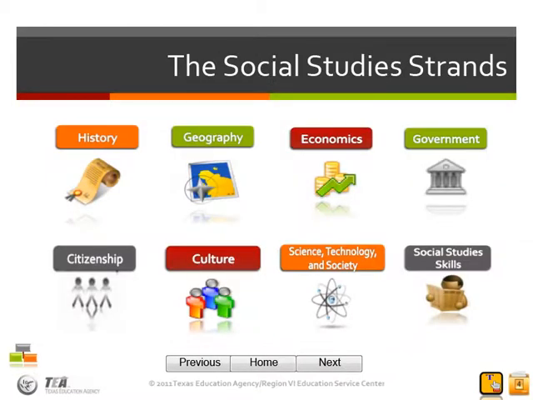To accomplish the goals in social studies, most courses are divided into 8 strands: history, geography, economics, government, citizenship, culture, science, technology, and society, and social studies skills. Economics and the electives do not include the 8 strands. The 3 strands in economics are economics, personal financial literacy, and social studies skills. Handout number 4, Social Studies Strands, is included for your reference. However, you may also hover over each of the icons to familiarize yourself with the strands.